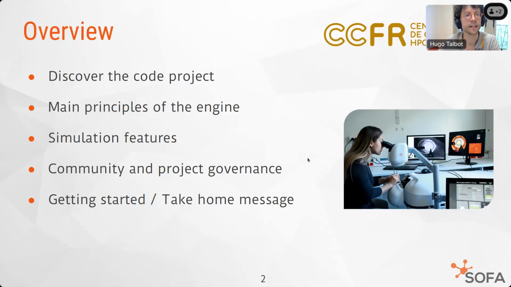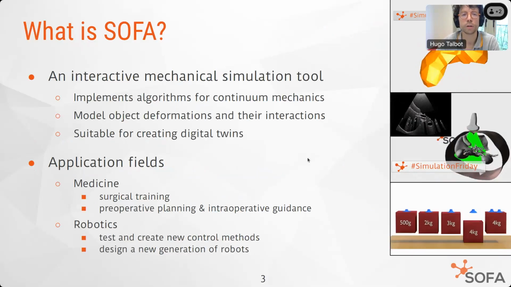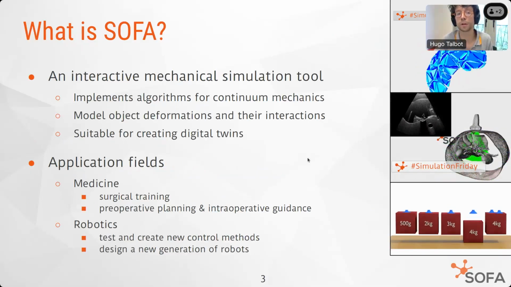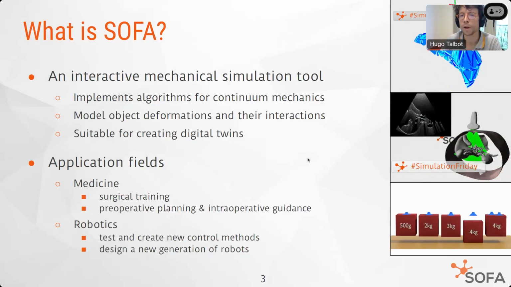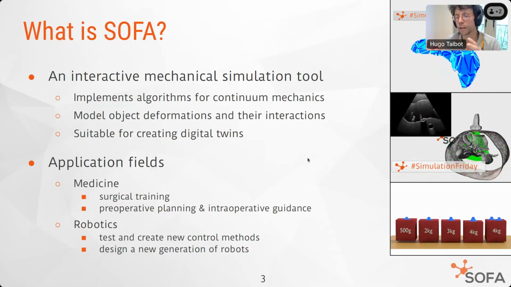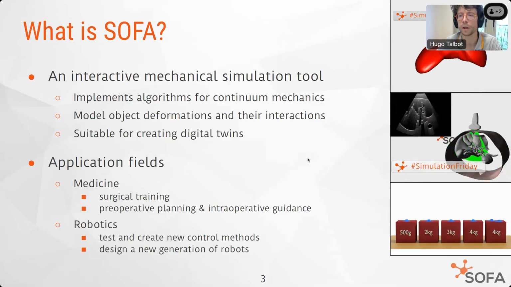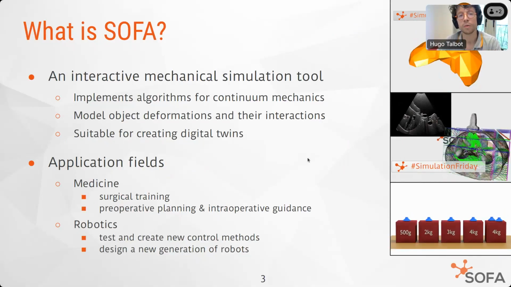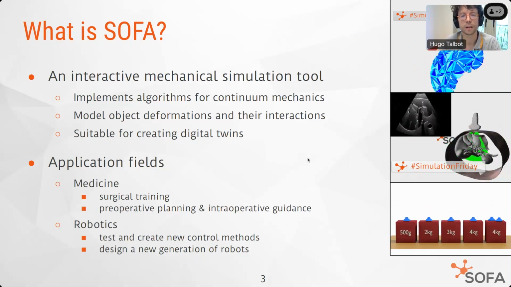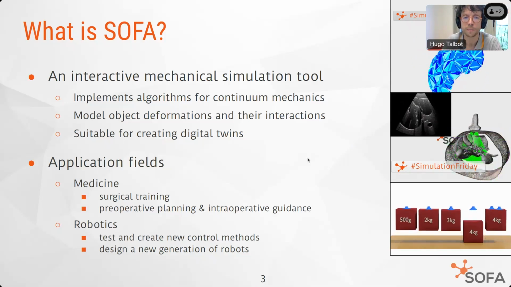So let's get started. What is SOFA? SOFA is an interactive mechanical framework for simulation, and inside SOFA are algorithms mainly for continuum mechanics. It means SOFA is a simulation tool that computes how objects are moving, deforming, and possibly interacting with one another, if there are several objects in the simulation, with various mechanical laws and possible interactions between those objects, which makes SOFA pretty suitable for creating digital twins.